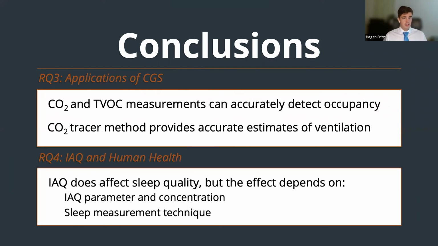In terms of that third question, hopefully I showed you that with the application of these consumer grade sensors, we can trust some of the measurements coming out of them a little bit more than perhaps originally thought. With just using CO2 and TVOC measurements, we detected occupancy on average 80% of the time with that neural network model. The CO2 tracer method gave us reasonable estimates of ventilation. They were well within typical bounds we'd find in the indoor environment.